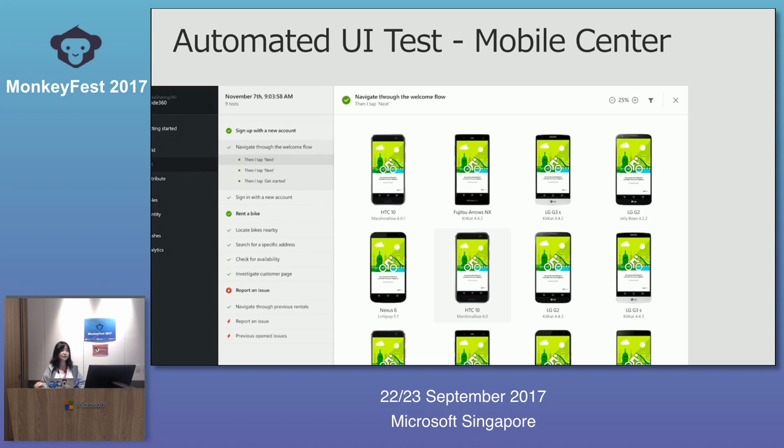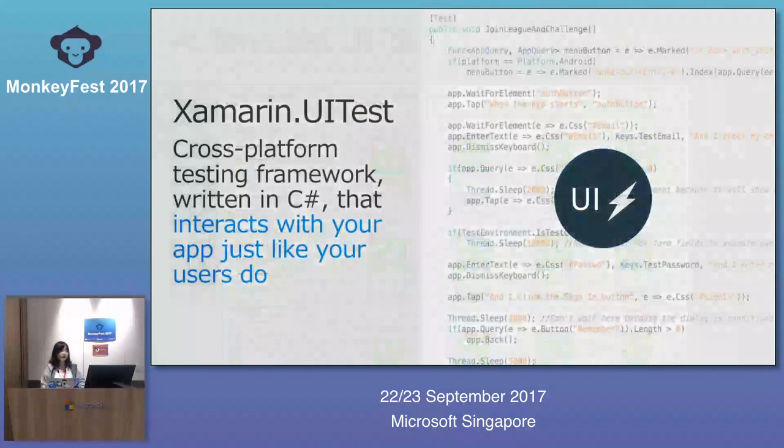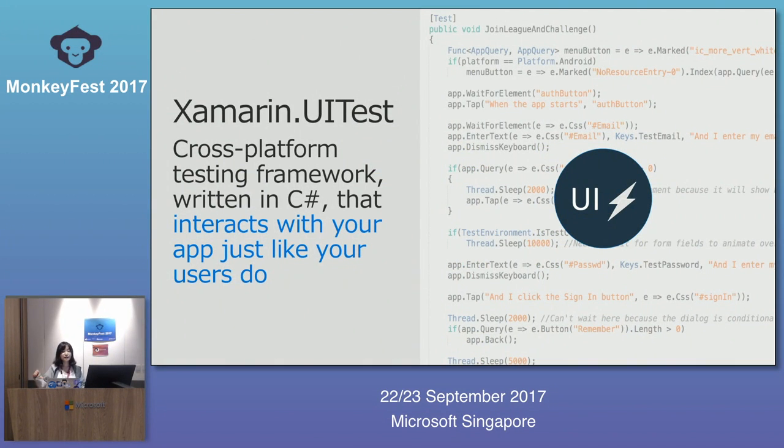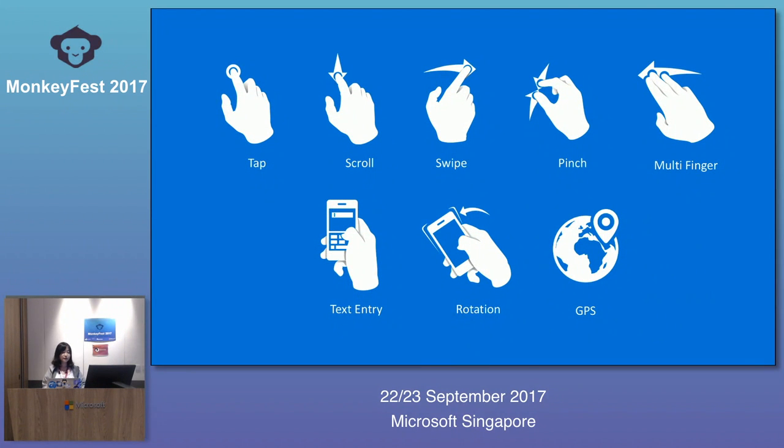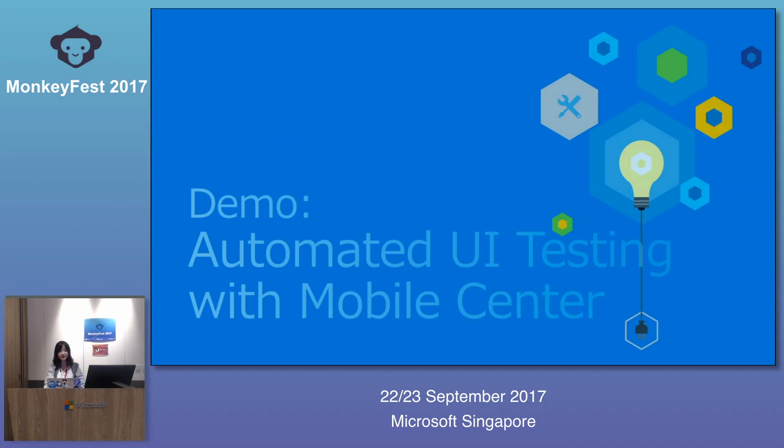There are a lot of frameworks you can use, and we love C Sharp, so I will use Xamarin UI Test this time. It's all in C Sharp, and it allows you to interact with your applications. It supports gestures like tap, scroll, swipe, pinch, multi finger, and you can do text entry, rotation, and GPS. So let's move on with the demo.